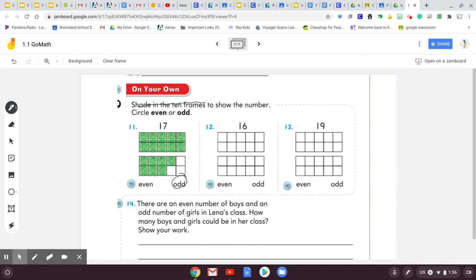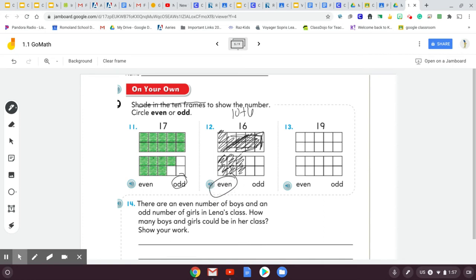Here's my number 16. I know this is 10 plus 6. Here's my 10. I'm going to color it in. I know that's even, but I'm going to do my 6 down here. 1, 2, 3, 4, 5, 6. Oh, look, no leftovers, so that's going to be even.